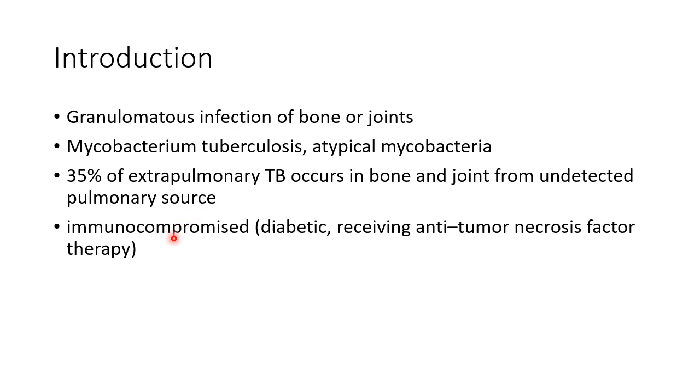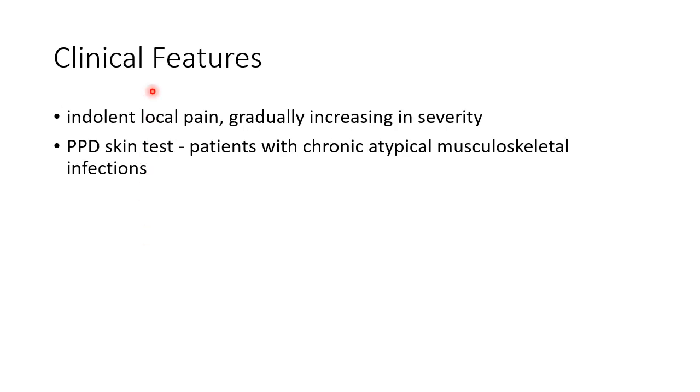Patients at risk are those with immunocompromise, like diabetic patients and patients receiving anti-tumor necrosis factor therapy. Now let us see about the clinical features of joint tuberculosis. The patient may complain of indolent local pain which is gradually increasing in severity. A PPD skin test should be done for patients with chronic atypical musculoskeletal infections to diagnose joint tuberculosis.